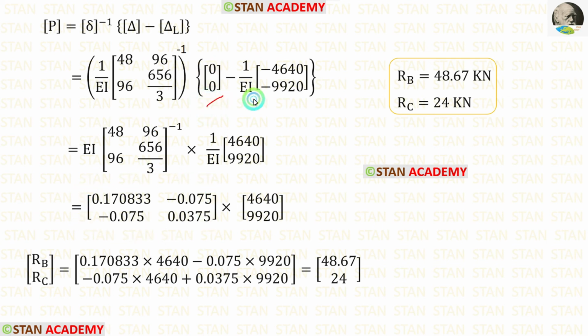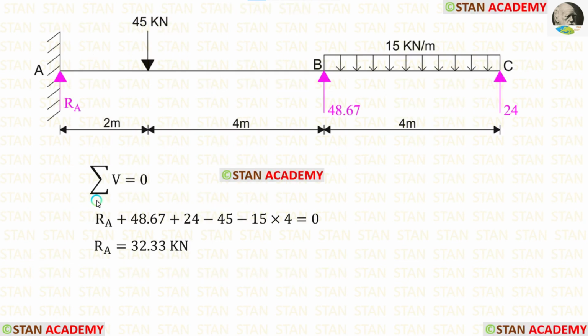We have to add these two matrices. After adding, we are getting this. Then we can eliminate this EI and this EI. Then we have to multiply these two matrices. After multiplying, we are getting RB and RC. For RB, we are getting 48.67 kilonewton. For RC, we are getting 24 kilonewton.